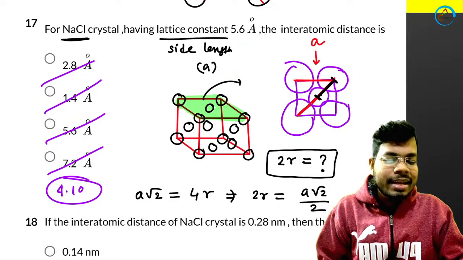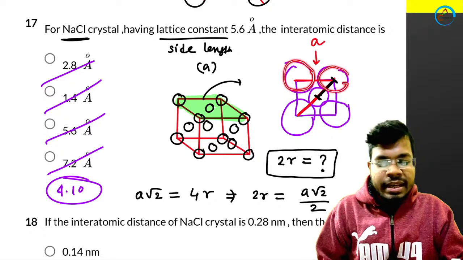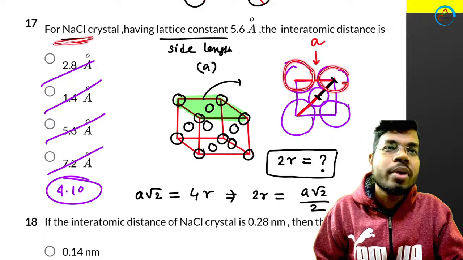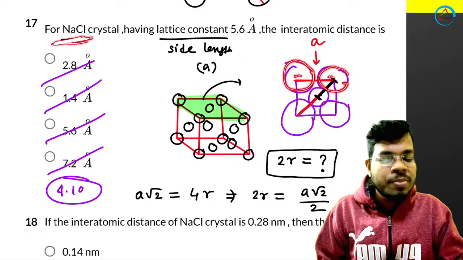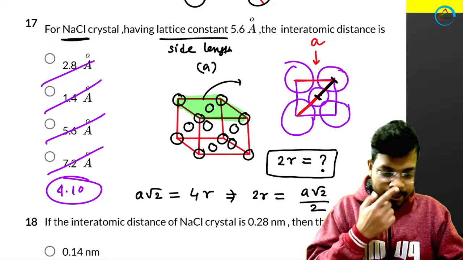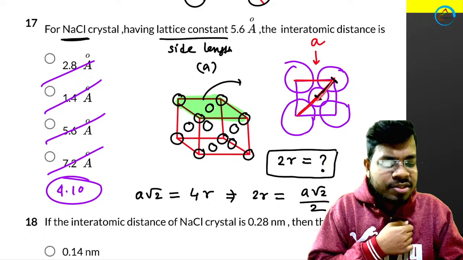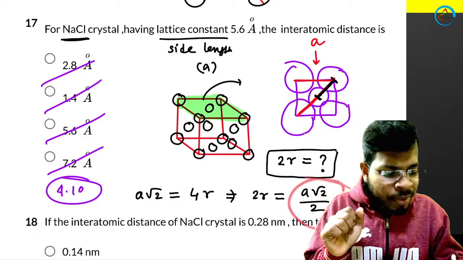And why are you thinking that these two will touch? In case of an FCC lattice, NaCl is showing an FCC lattice, so they don't touch each other. So if they don't touch, how is that possible? That's wrong. So interatomic distance means this distance. Understood? If you understood this problem, put the value of A and you will get your answer.